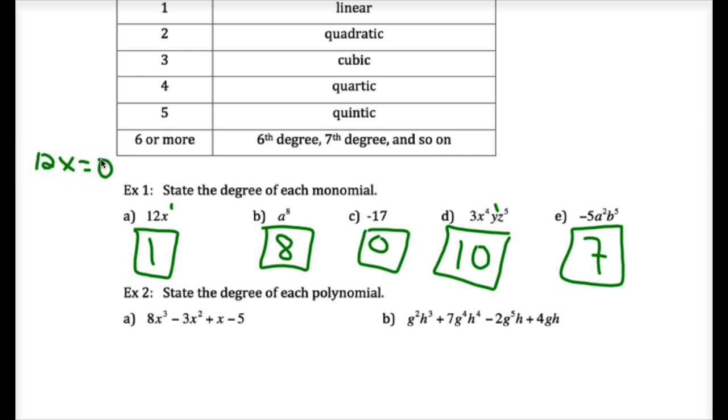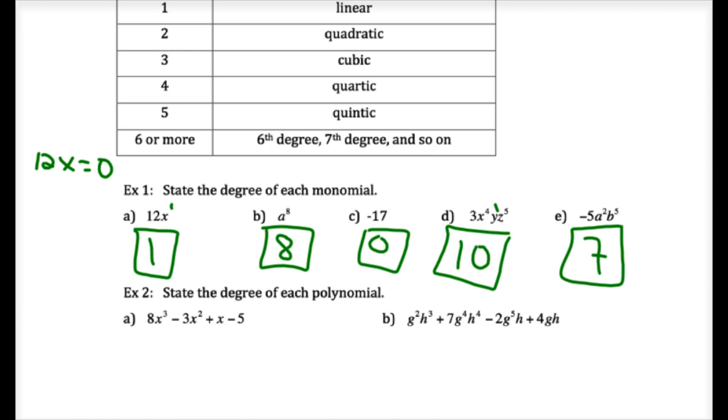If you set it equal to 0, guess how many solutions there are? 1. Guess what that solution is? What times 12 makes 0? X equals 0. Exactly, x would equal 0. How many solutions is that? 1. Guys, a to the 8th power, if you solve that, there would be 8 solutions.